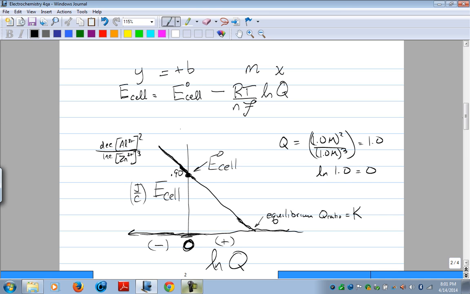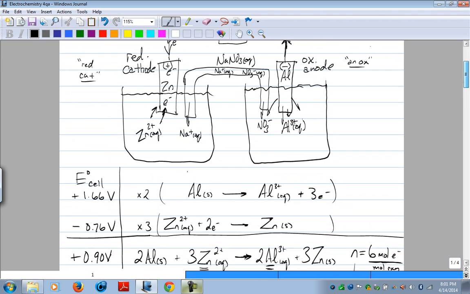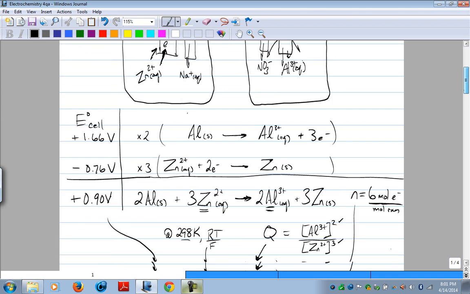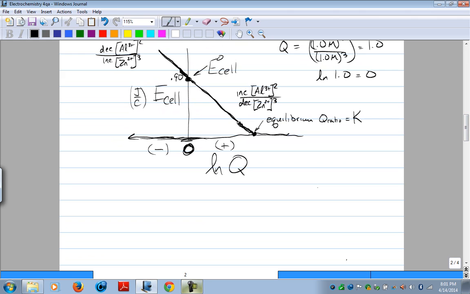On the other hand, as the reaction proceeds in the forward direction, the aluminum cation concentration builds up, increases, and the zinc cation concentration, due to its reduction, decreases. So we end up towards these lower and lower cell potential difference values until there is 0 cell potential difference at equilibrium, and that's when the forward net rate and the reverse net rate are equal to each other, and there'd be a 0 cell potential difference.